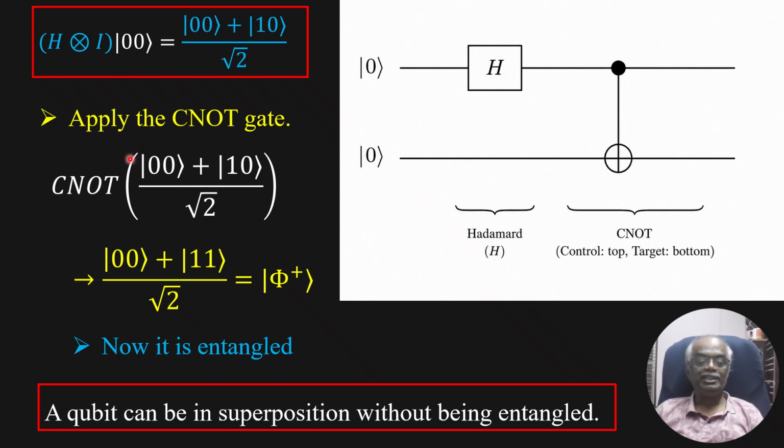What we have done here. A qubit can be in a superposition state without being entangled. This is not entangled, this is just a superposition. But however, the second one, after the CNOT operation, will become an entangled state. So that is the major difference. That means we cannot separate this into two independent states.